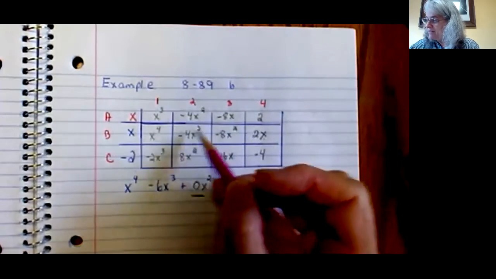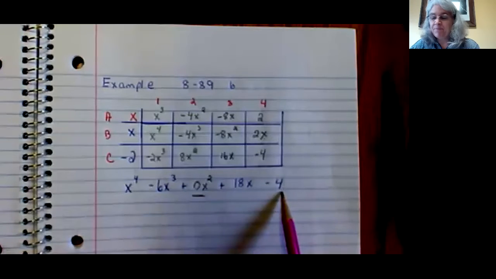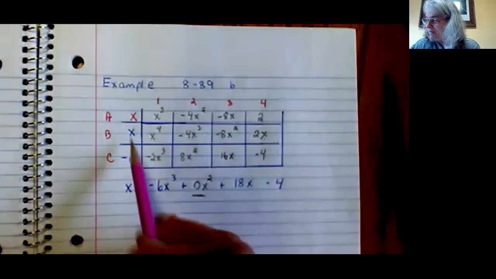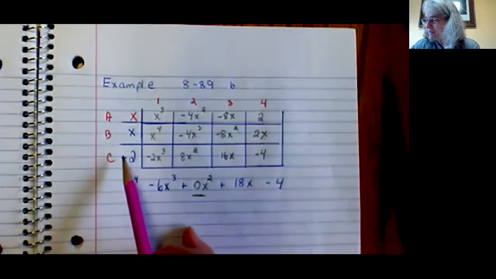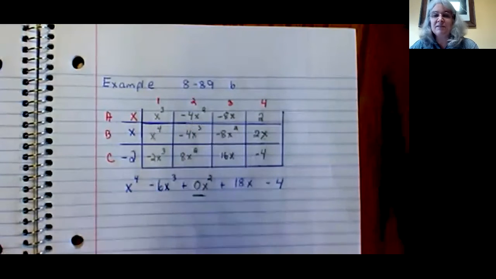All these boxes, if you add them all together, equal this. So we successfully have divided x to the fourth, et cetera, divided by x minus 2, and it is going to equal x cubed minus 4x squared minus 8x plus 2, with a missing 0x squared term.